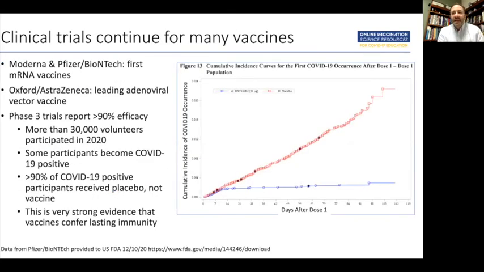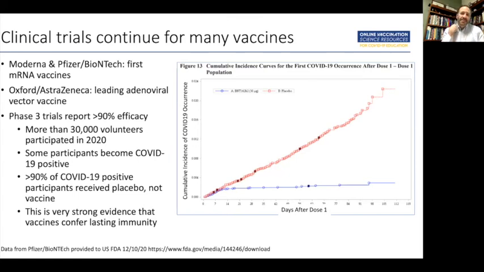So you may have heard that researchers and lots of other people were very excited about the outcomes of the clinical trials, the phase 3 trials, for both of the major mRNA vaccines under development. These were developed by a company called Moderna and another company called Pfizer, working with a company called BioNTech. So these are the first mRNA vaccines, and the figure on the right shows you some of the data from one of the trials. This is from the Pfizer BioNTech trial.